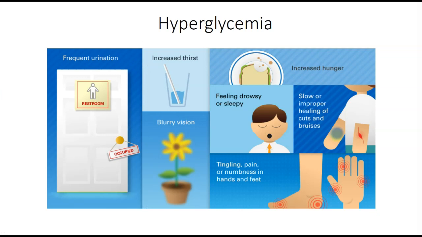Hyperglycemia, or high blood sugar, is usually when the blood sugar level is above 100. Your normal range is commonly 70 to 100. Again, symptoms can include the 3 P's: polyuria, polydipsia, and polyphagia. Sometimes it can include blurred vision, drowsiness, tingling pain, or numbness to hands and feet. If you really think about it, glucose is actually very toxic to your nerves or nervous system. Sometimes with the increased blood sugar, there's slow or improper healing of cuts and bruises.